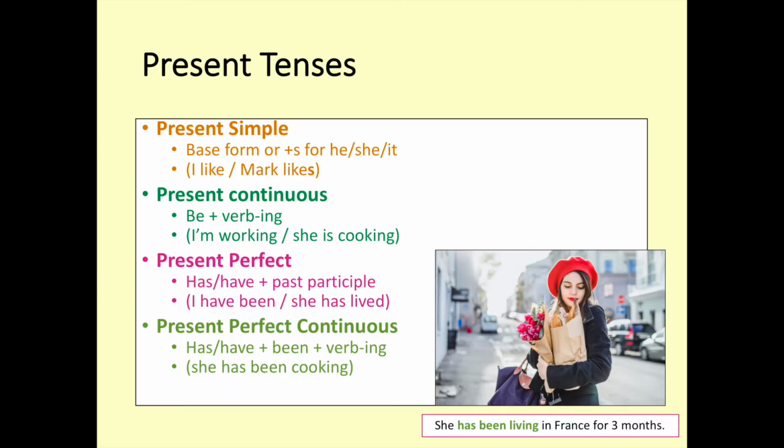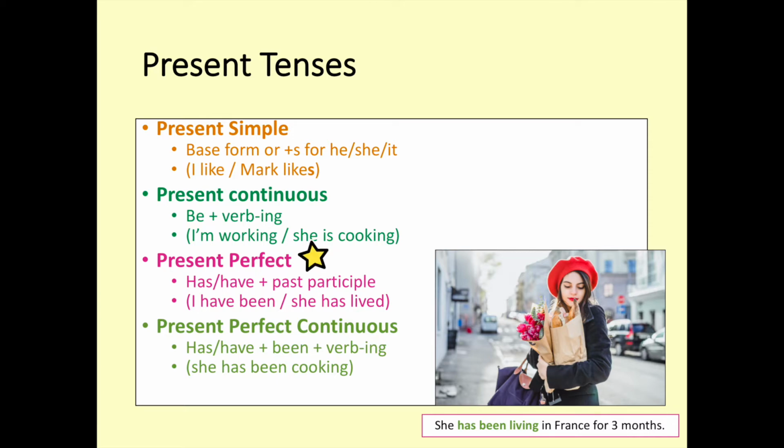So you have learned many tenses in your English classes, but for this exam, these are the tenses that you need to be able to identify. So present simple, which is the easiest one, it's base form or the S for he, she, it. Right? I like, Mark likes. Present continuous, which is a be verb and then your main verb with the ing ending. I'm working, she is cooking.